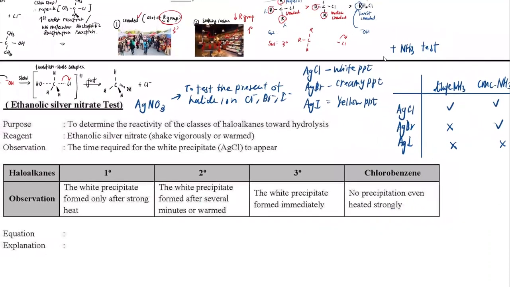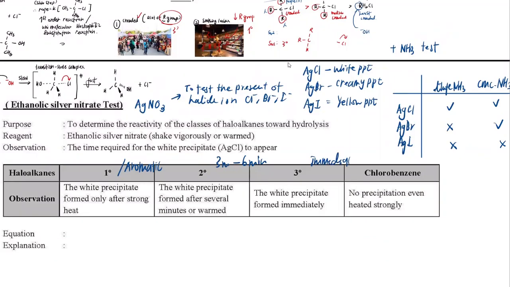For primary haloalkane, the precipitate takes a long time to form, probably around 1 to 2 hours. It's not only for primary; the same goes for aromatic. For secondary haloalkane, it takes around 3 to 6 minutes to form, very quick. Whereas tertiary haloalkane will form immediately.